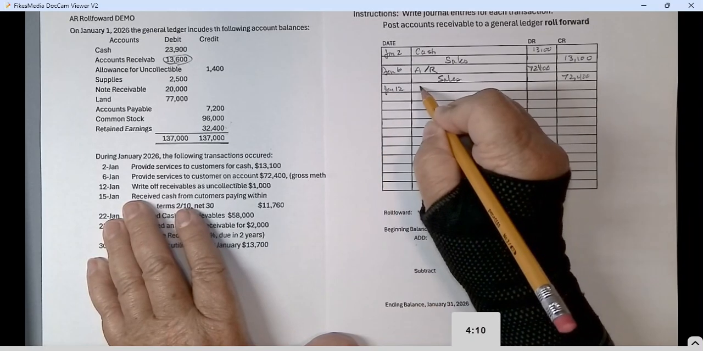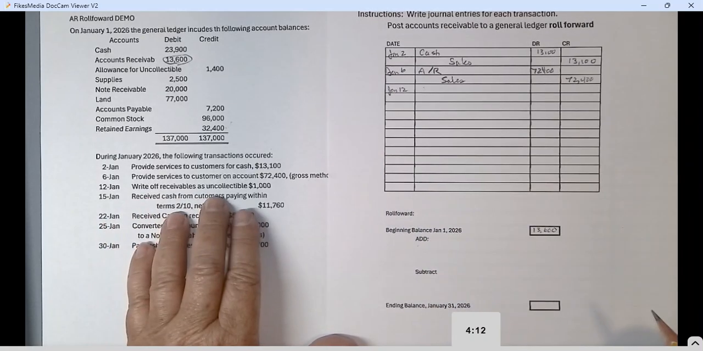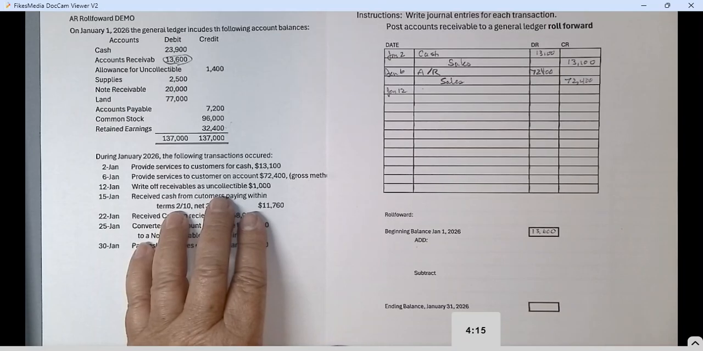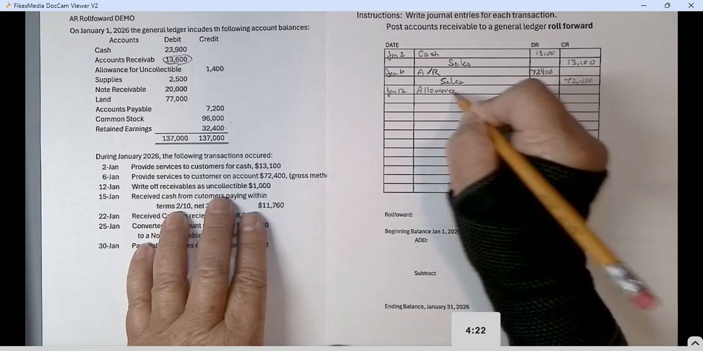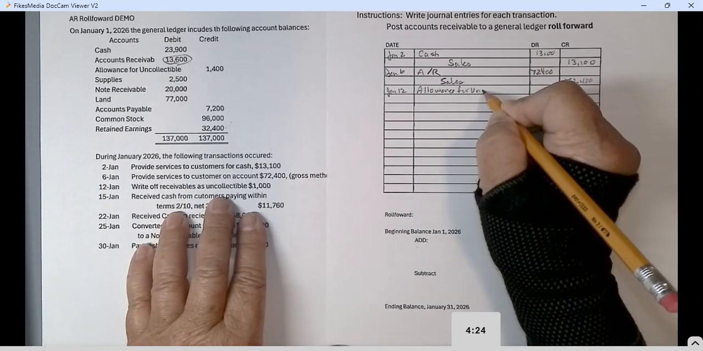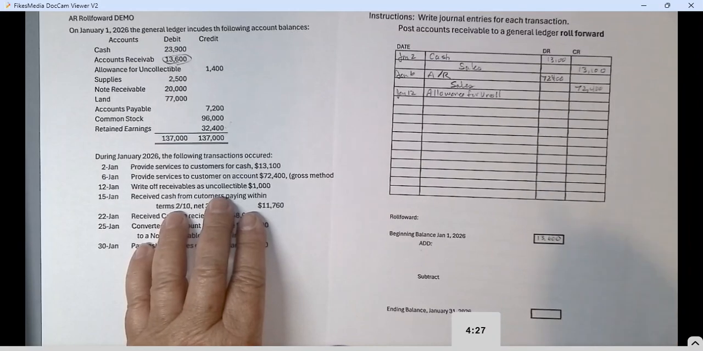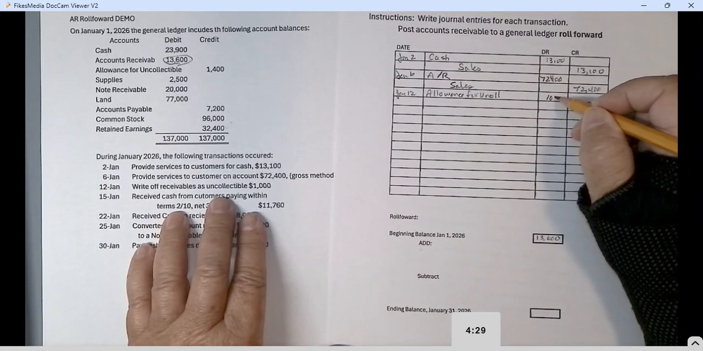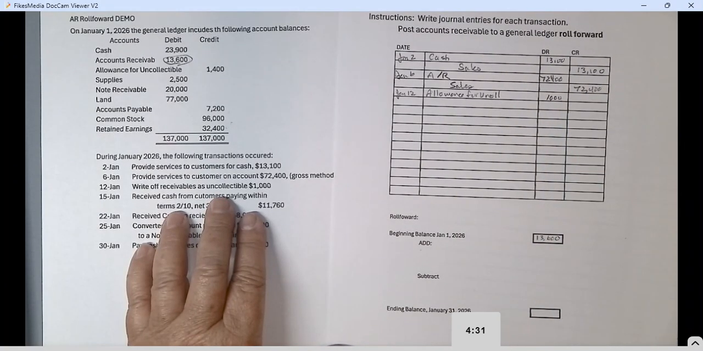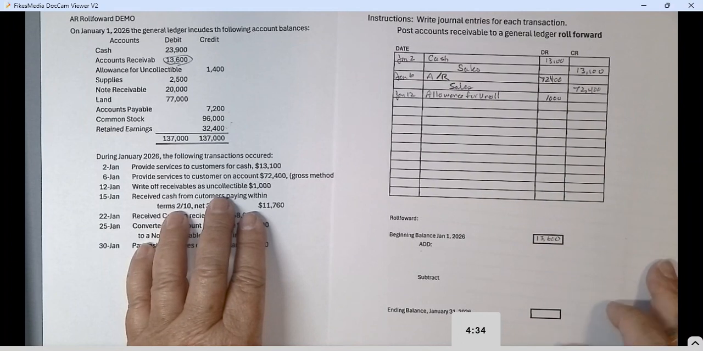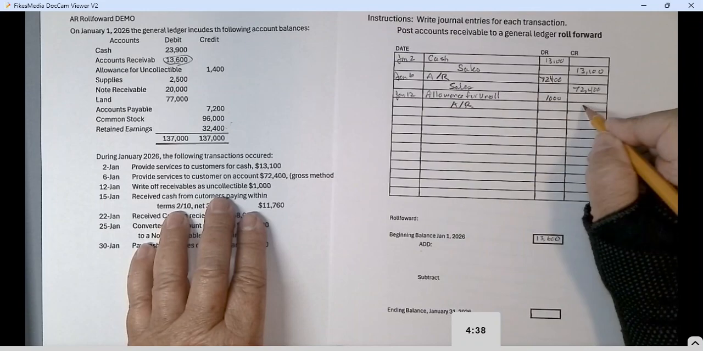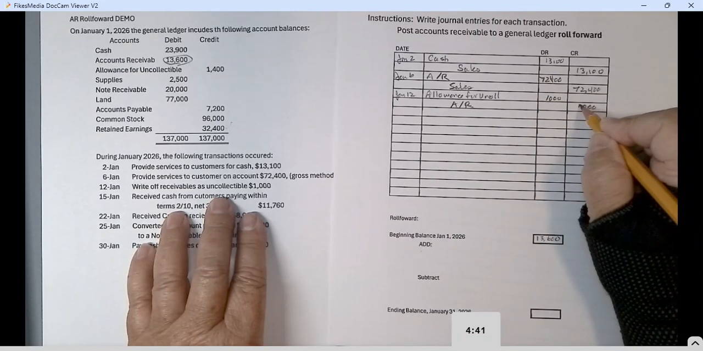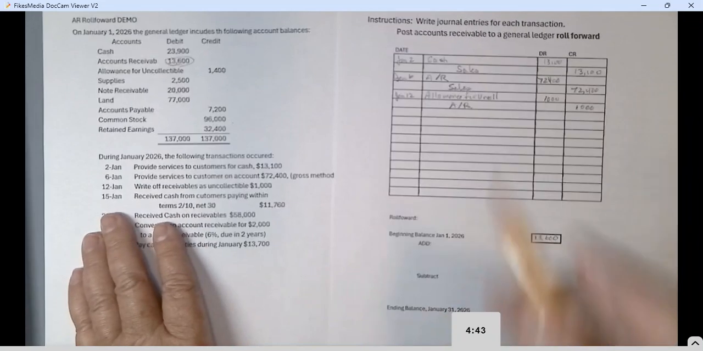January 12th, I write off accounts receivable as uncollectible. So I need to credit accounts receivable and debit the allowance account. So I am taking money out of the allowance for uncollectibles. Okay, so I am going to debit that for 1,000. Normally a credit balance, when I take the money out, it reduces it, and the accounts receivable, I'm going to write off that person's accounts receivable by crediting that account for 1,000 for the bad debt.